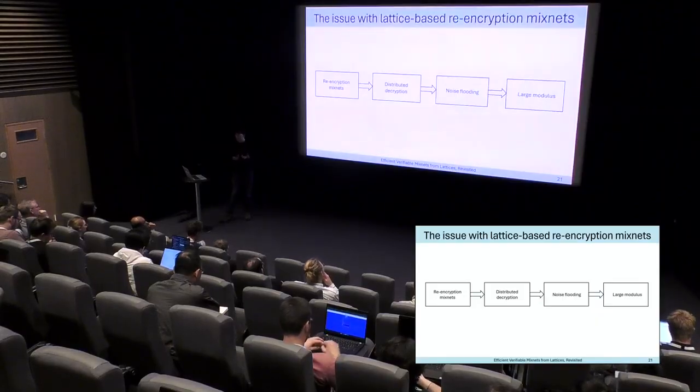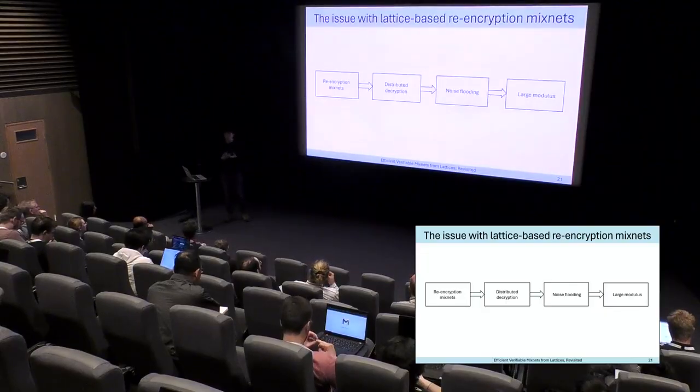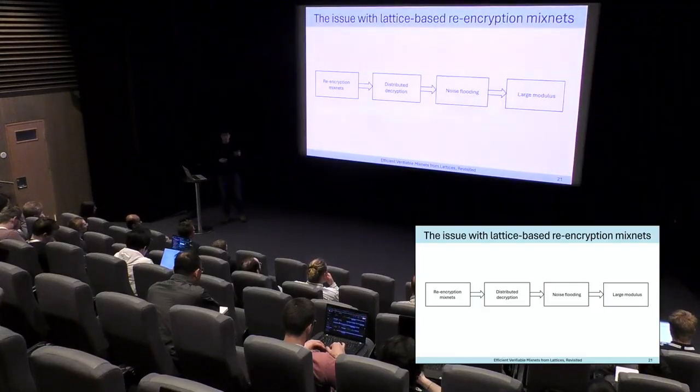These parties just compute a partial decryption of the ciphertext. And now in the lattice setting, these parties also need to add a lot of noise to this partial decryption. They have to do this noise flooding or noise drowning technique in order not to leak their secret key inside these partial decryptions. This leads to a much larger modulus because you need to be able to withstand all this noise and still be able to decrypt. That in the end leads to larger ciphertexts and proofs.